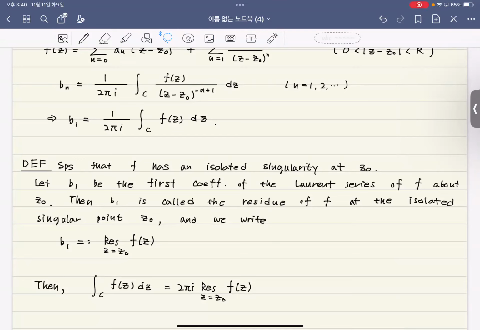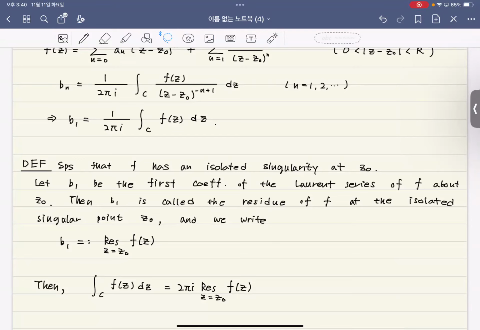And in this case, we can always consider this to be a removable singularity, right? In this case, there should be no negative powers in your Laurent series. I mean, your Laurent expansion of the function at this point should coincide with the Taylor series about this point, right? And in this case, b_1 equals 0.